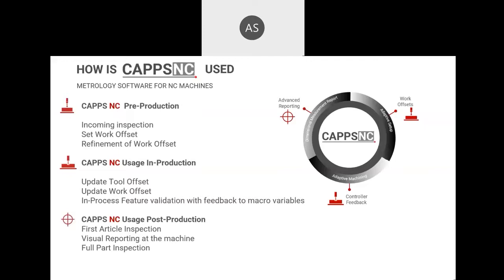And then, of course, we have full part inspection. So you can take as much cycle time, and you can probe as much as you need on your part right in the machine if that's something that you choose to do. Okay, so those are the ways that CappsNC is used in the 3 different, let's call it, environments of manufacturing.